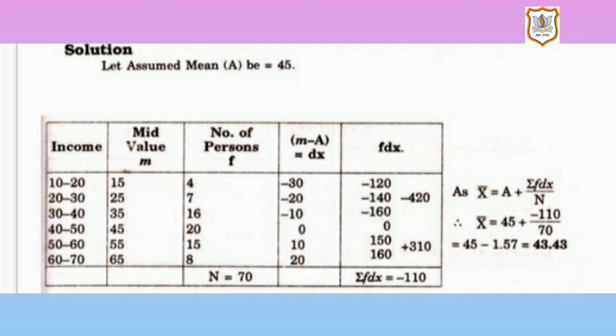Now we are going to put these values in the formula. Mean is equal to a plus sigma f dx upon n. So a is 45 in this sum, so we are going to write it here, 45 plus negative 110 divided by 70. So the answer is 43.43. So this way we have solved the sum with the shortcut method.